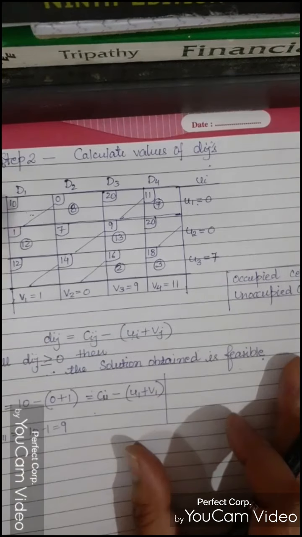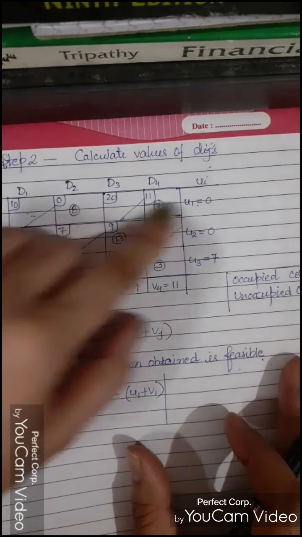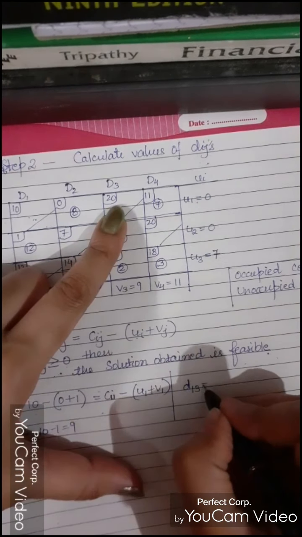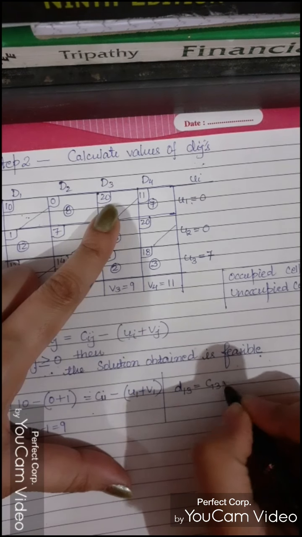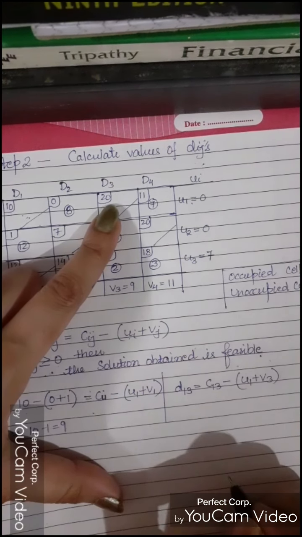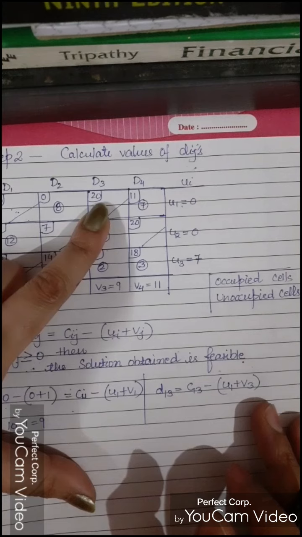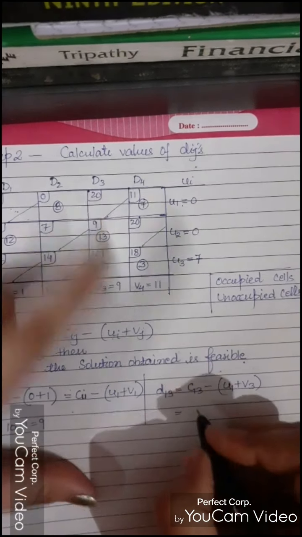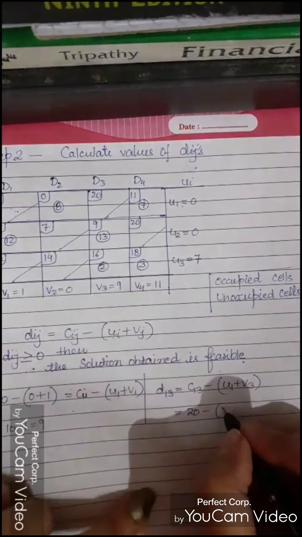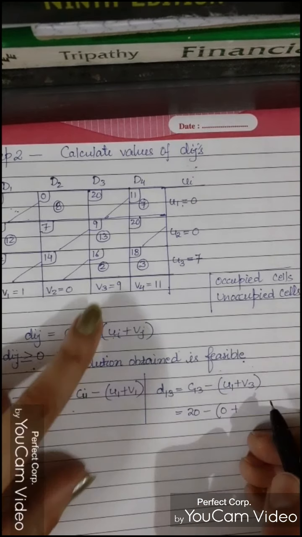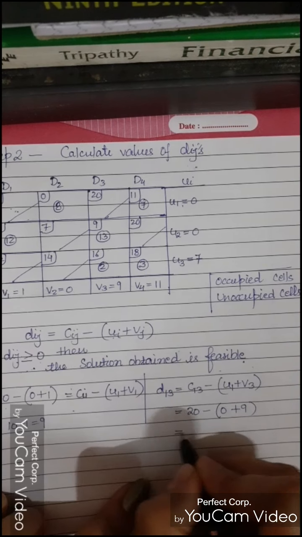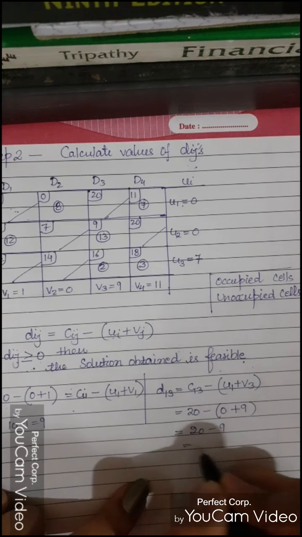Now we start calculating for the next cell, that is this. This cell is first row, third column, that means D13. And how do we calculate? C13 minus u1 plus v3. Right? Okay. D13. C13 is 20. The cost is 20 minus, what is the value of u1? u1 is 0 plus, what is the value of v3? 9. Right? So 20 minus 9, that means 11.